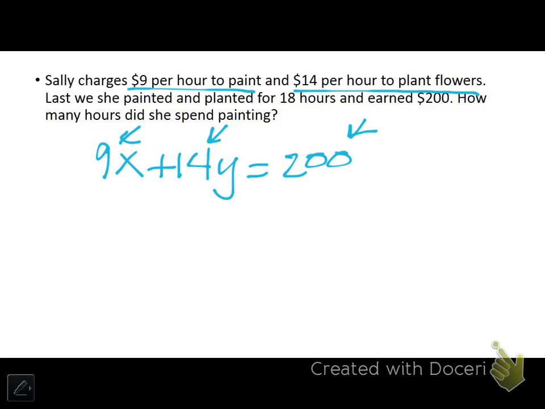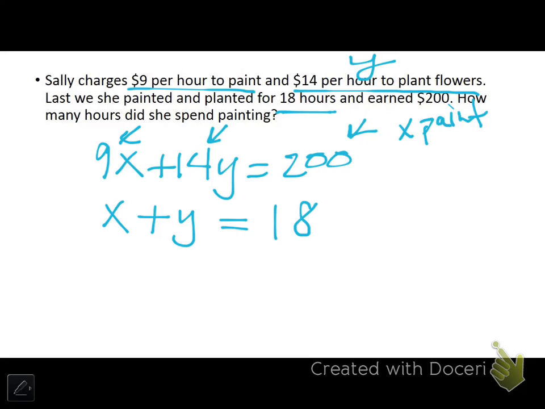Okay, so x is going to be painting. So that means y is planting. Okay, and now she did both of them for a total of 18 hours. So the amount of hours for both of them should equal 18. Okay, how many hours did she spend painting? So I want to figure out what my x equals. So I'm going to multiply this by negative 14 to get my y's to cancel.